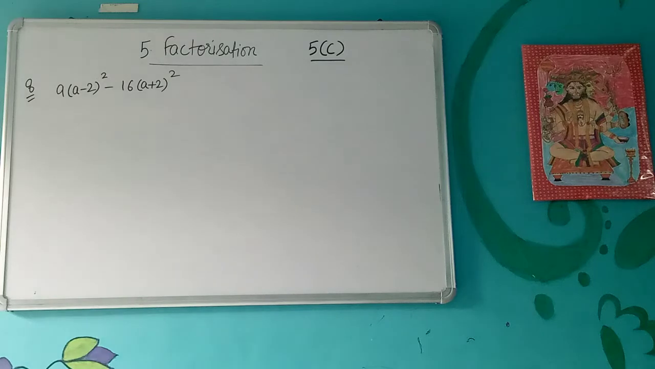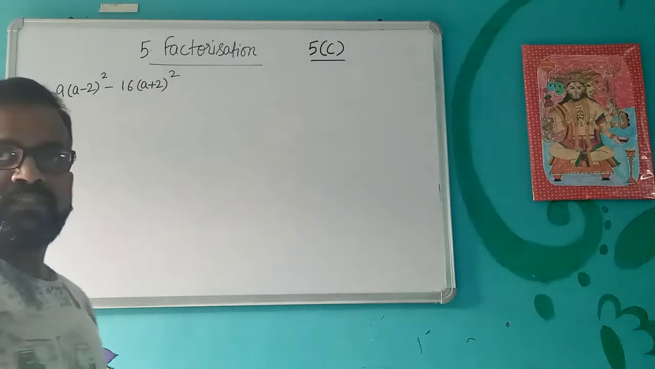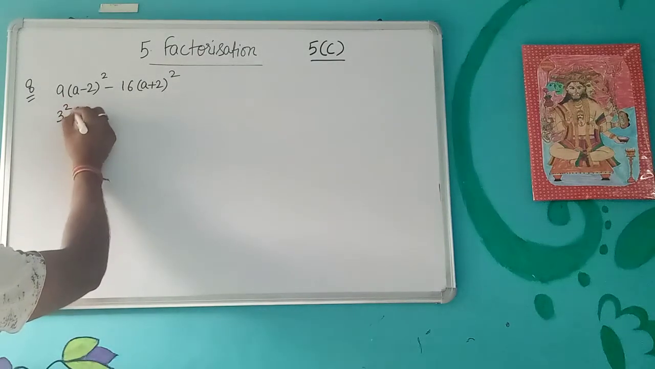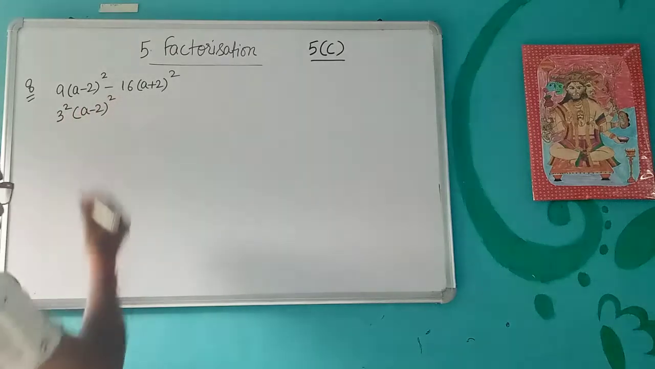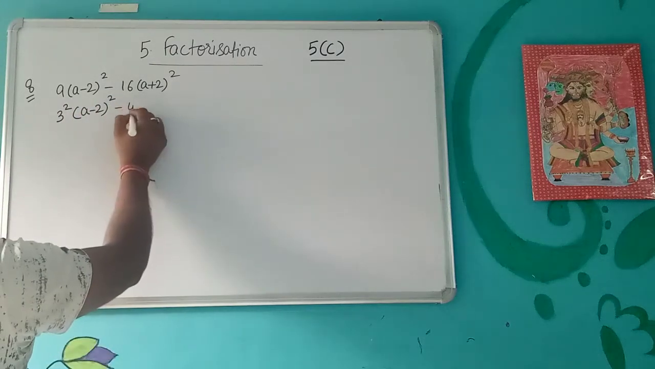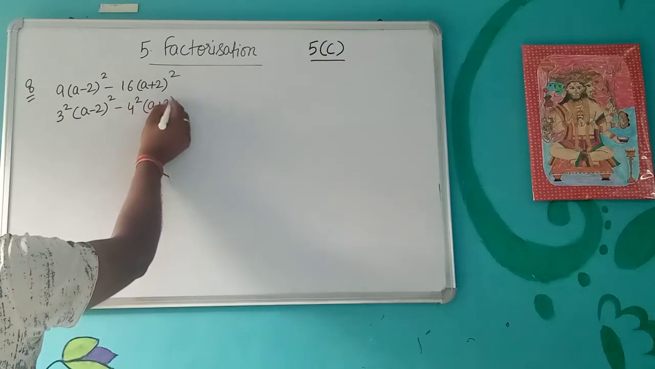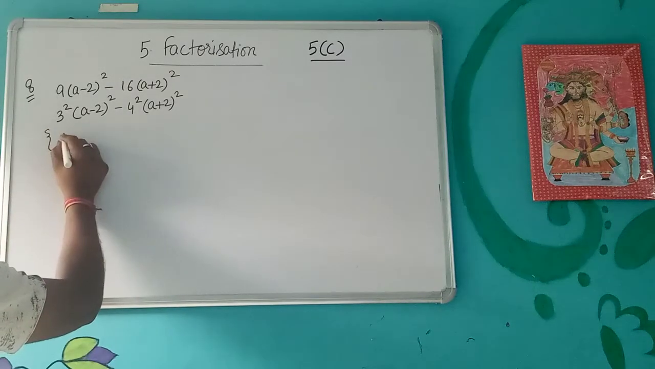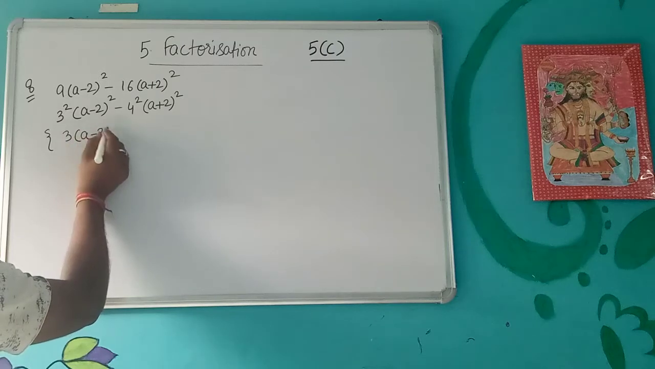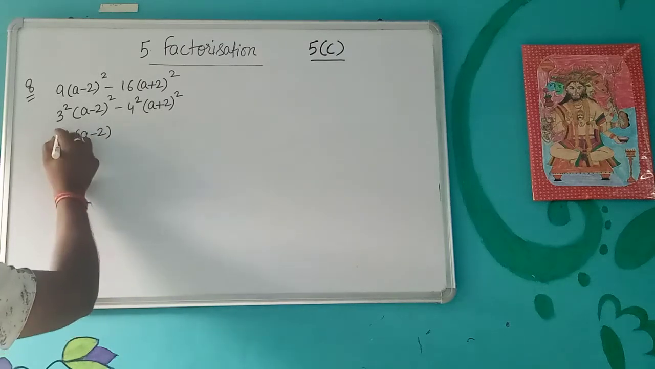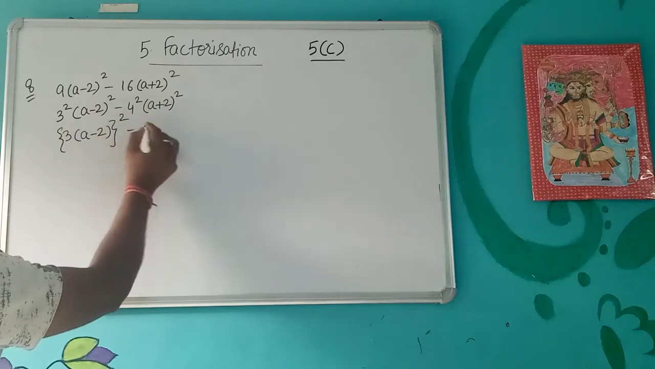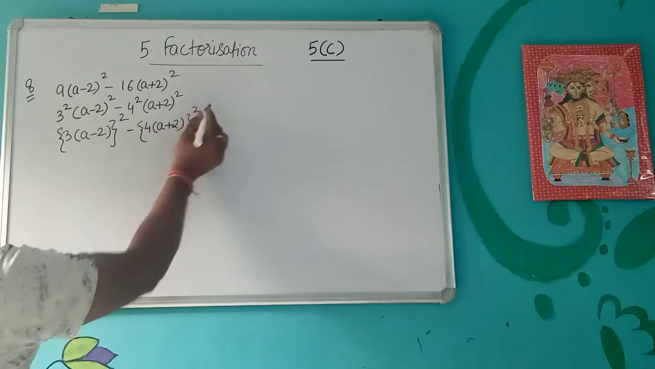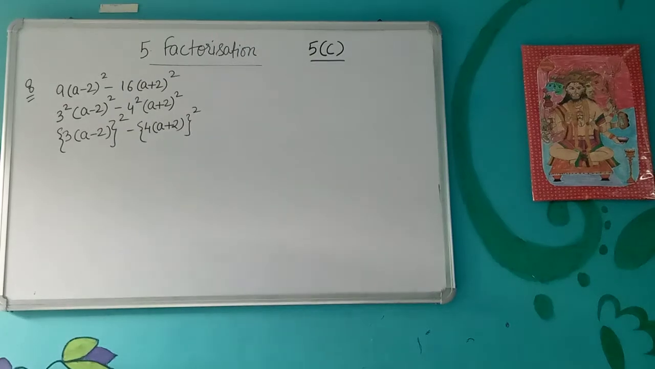Okay, suppose the question is like this, and again we have to factorize it. So this 9 can be written as 3 square, and this 16 can be written as 4 square. Okay. Now I can write 3 into a minus 2, okay, whole square, minus 4 into a plus 2 whole square. Okay, like this we can write.